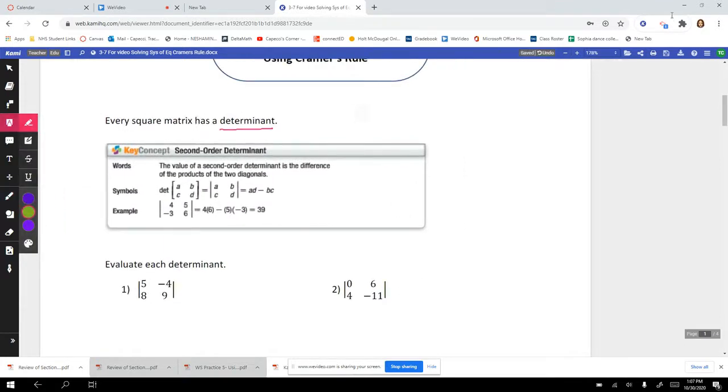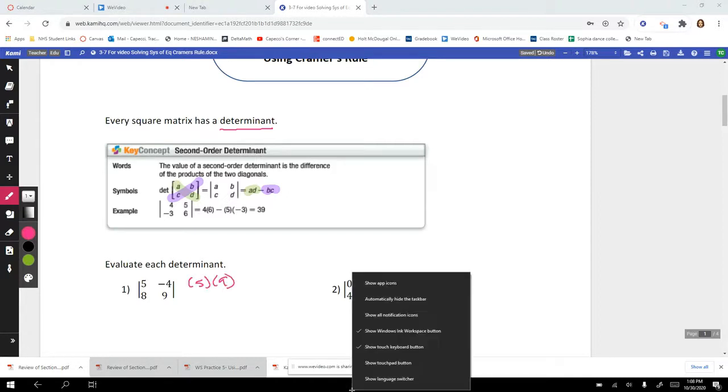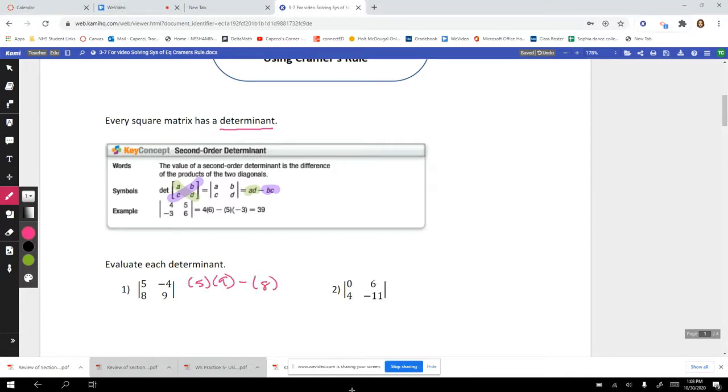is if I take this row and multiply them, and I take this row and multiply them and subtract, that's my determinant. Okay, so let's try some. So I have 5 times 9, I'll write that out, 5 times 9, and I'm going to subtract 8 times negative 4. So that gives me 45, minus a negative 32 gives me plus 32. So my determinant is 77.